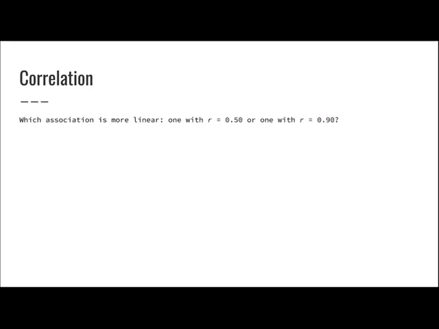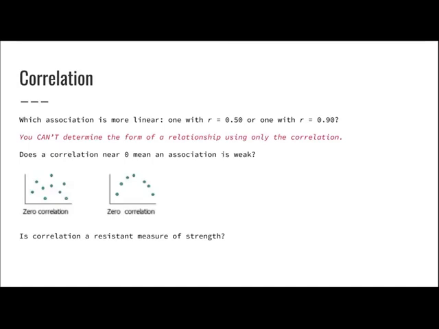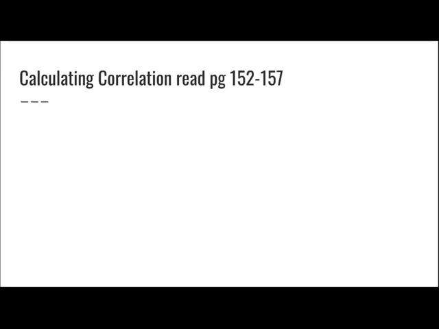Correlation. Which association is more linear, one with 0.5 or one with 0.9? You can't determine the form of a relationship using only the correlation. Does a correlation of 0 mean an association is weak? Here are two examples. Just because a correlation is 0 doesn't necessarily mean it's weak. It could also be linear or nonlinear. Is correlation a resistant measure of strength? Well, an outlier in the pattern makes R closer to 1 or -1, while an outlier out of the pattern makes R close to 0.